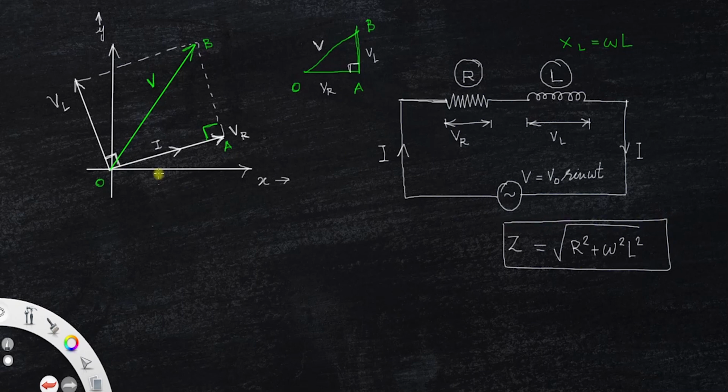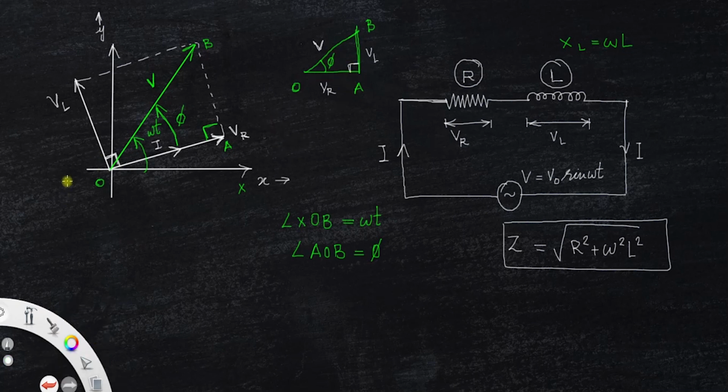Now we need to write the value of current. See, we always take the voltage vector, the angle made by the voltage with the x-axis, as omega t. So this is omega t. And let's take this angle as phi. Let angle XOB equal omega t and angle AOB is equal to phi. That is, this angle is phi.